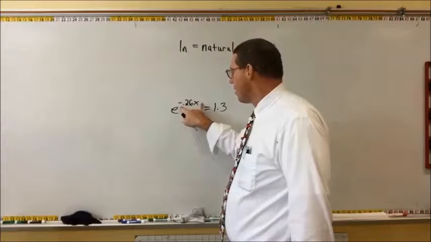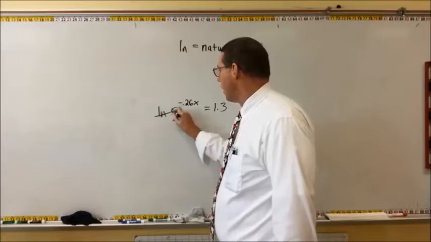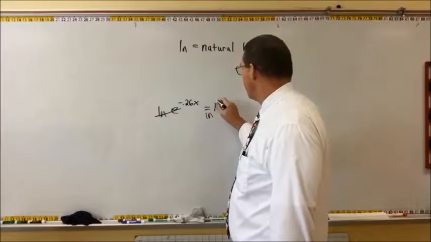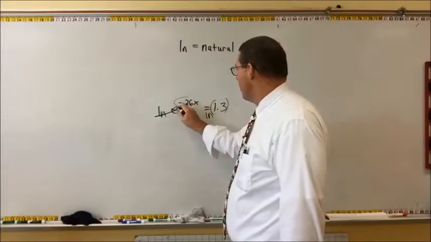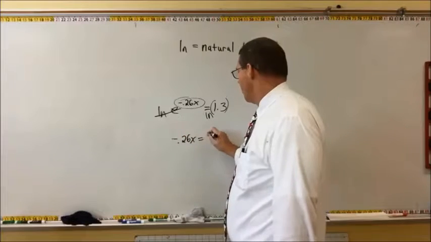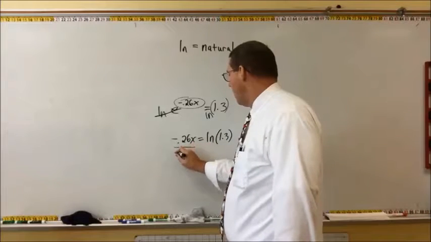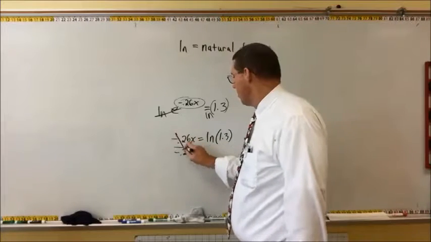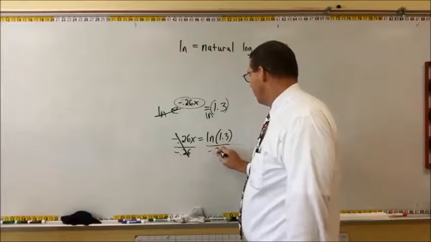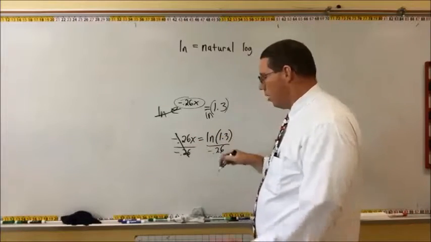We can't get to this exponent. We want to cancel the exponential base. So we put ln here. That cancels. We put ln here, ln of 1.3. This comes down. Negative 0.26x is equal to the natural log of 1.3. Then we're going to divide by negative 0.26. Cancel. Divide by negative 0.26. And x is equal to the natural log of 1.3 divided by negative 0.26.